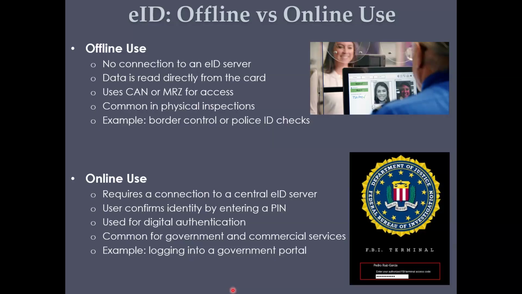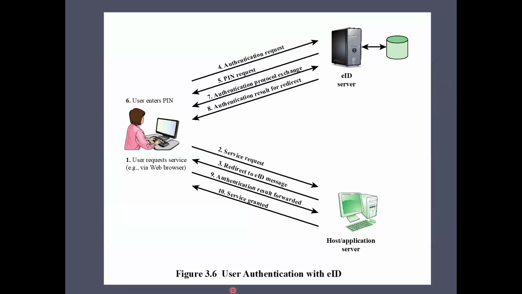Online use is where we require some sort of communication channel, or you can say a connection, to the central ID server. So you basically have credentials for identification, and there's a server that verifies your given identity. This is common in government or commercial uses. If you log into a government portal, it would be something like that. So this is how it would be done with the EID server.